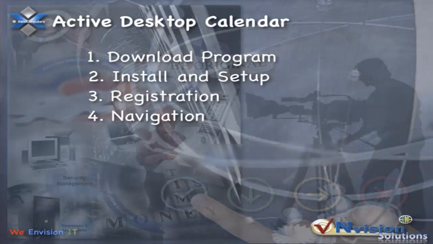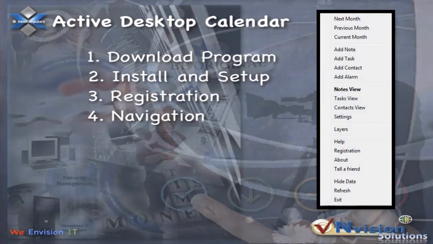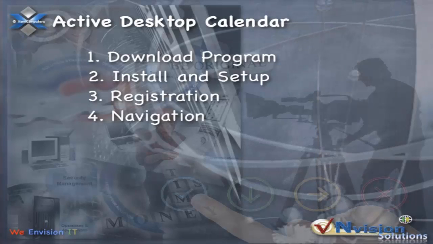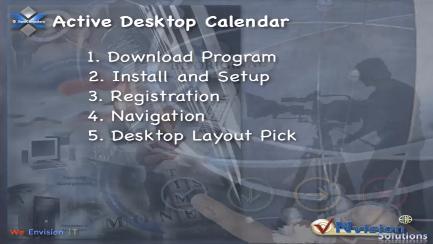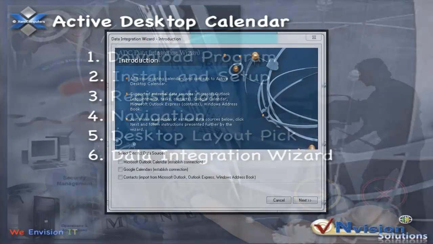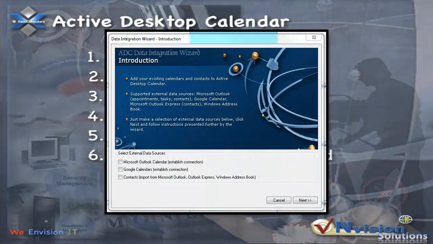Fourth will be the navigation of the program, how you get around, where you find stuff so that you can easily navigate the program and do the customization that you would like in regards to your setup. Then the desktop layout pick, that means how do you want to see it displayed on your wallpapers in regards to your desktop, and here we'll also look at how you do it for one monitor and multiple monitors.